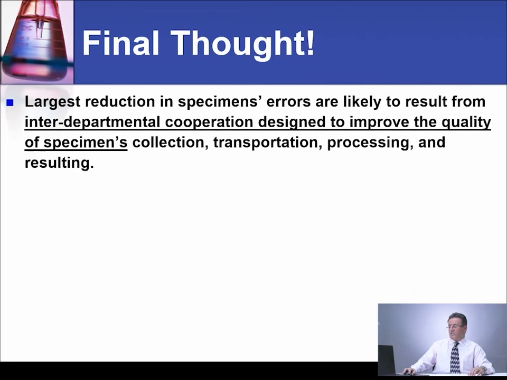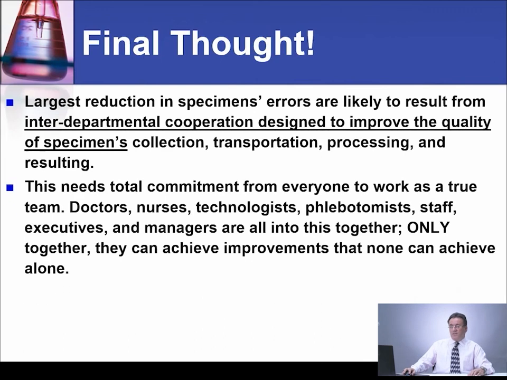Also, the largest reduction in specimen error is likely to result from interdepartmental cooperation designed to improve the quality of specimen collection, transportation, processing, and resulting. This needs total commitment from everyone to work as a true team. Doctors, nurses, technologists, phlebotomists, staff, executives, and managers are all in this together. Only and only together can they achieve improvement that none can achieve alone.